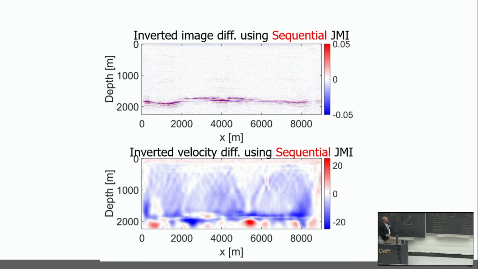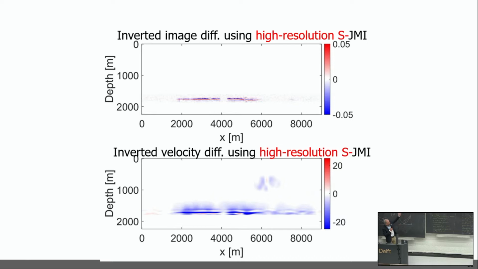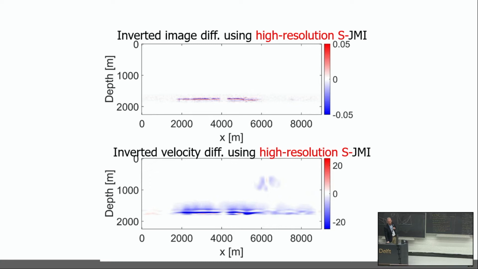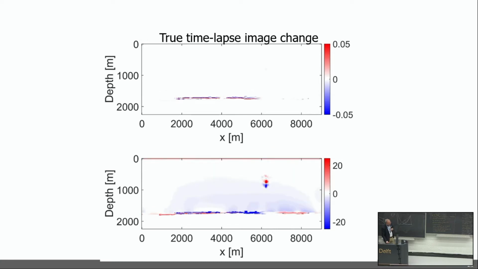So if you do it one after the other, the noise of every inversion process will stay there. But if you see it as one big inversion scheme, then you can get a much higher resolution result. Then you can accurately delineate your changes in the subsurface, and also delineate, at least to some extent, the changes in the speed of sound. So this is separate images, comparing them, and this is a joint inversion process of all your measurements. And this was a true change.